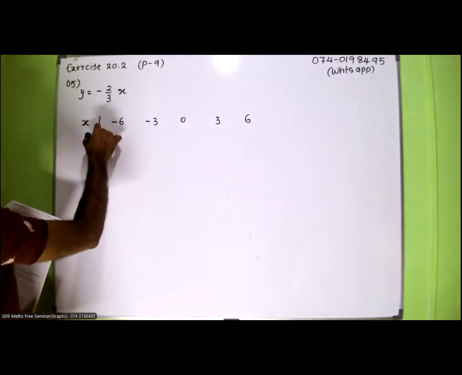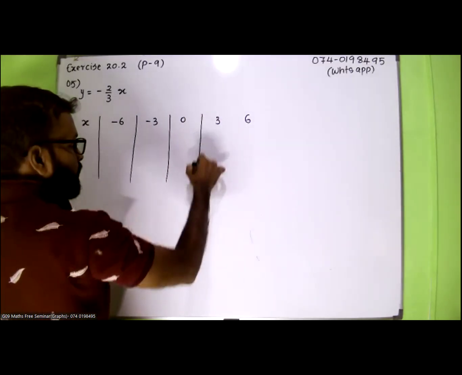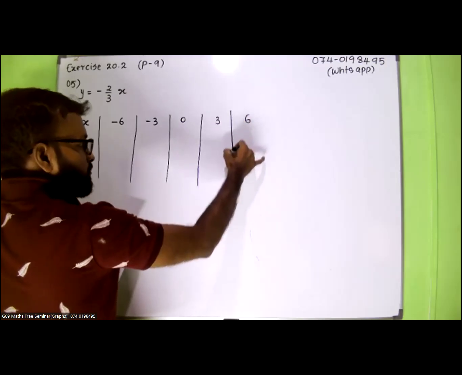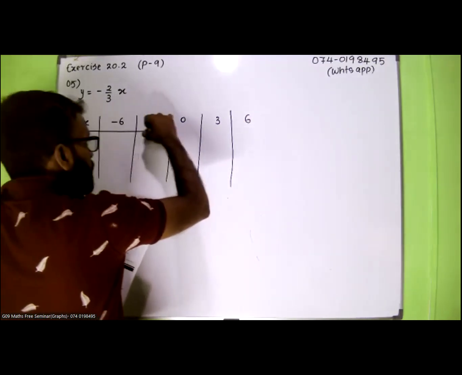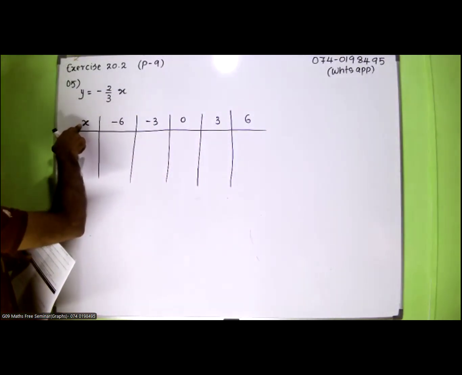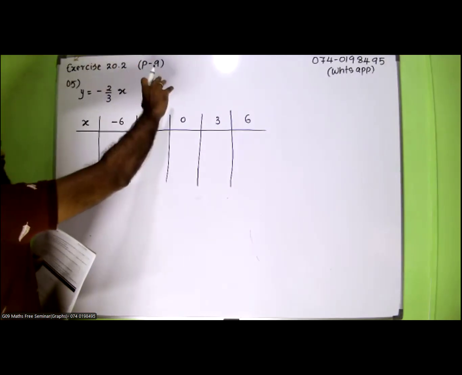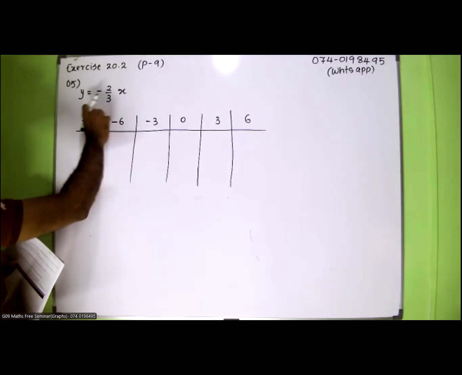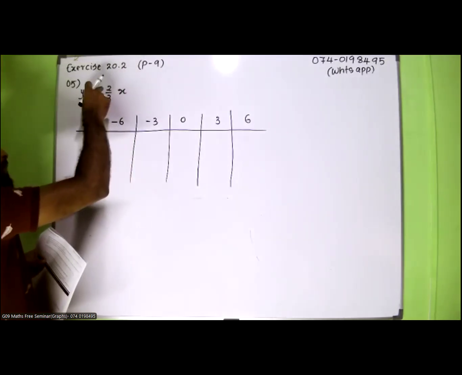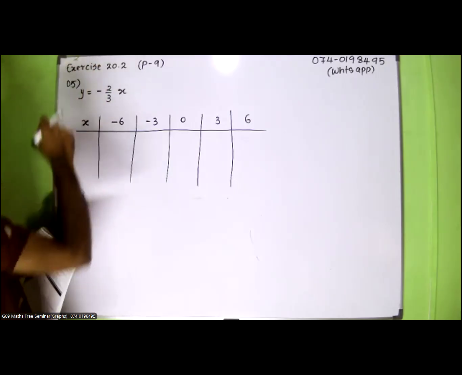Then I am going to complete this table. Now look at the board and focus on the board. Here you have x and y equals something. Each and every x value has been multiplied by minus 2 upon 3 in order to get the value of y.